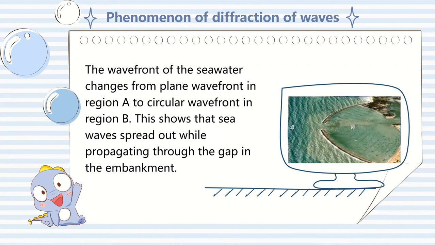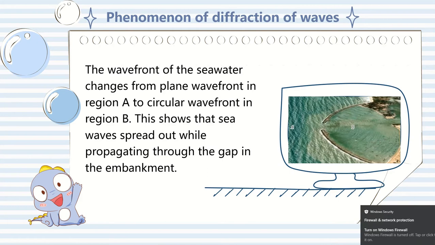For example, the wavefront of the seawater changed from plane wavefront in region A to circular wavefront in region B. You can see that region A is a deep area, so the wavefront is bigger. And when the seawater passes through a small opening, the shape becomes circular, as you can see in region B. So this shows that the sea wave spreads out while propagating through the gap in the embankment.